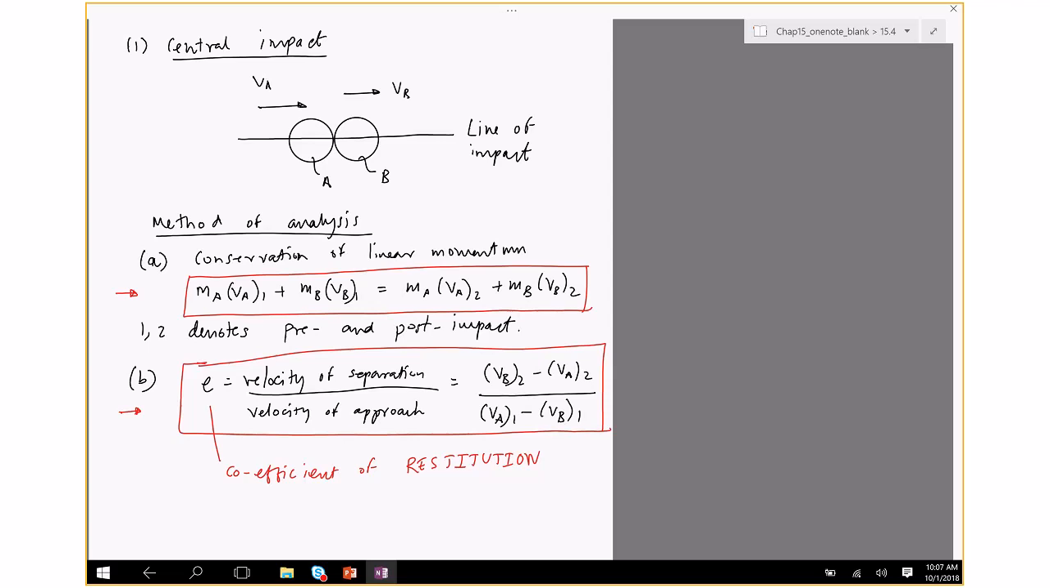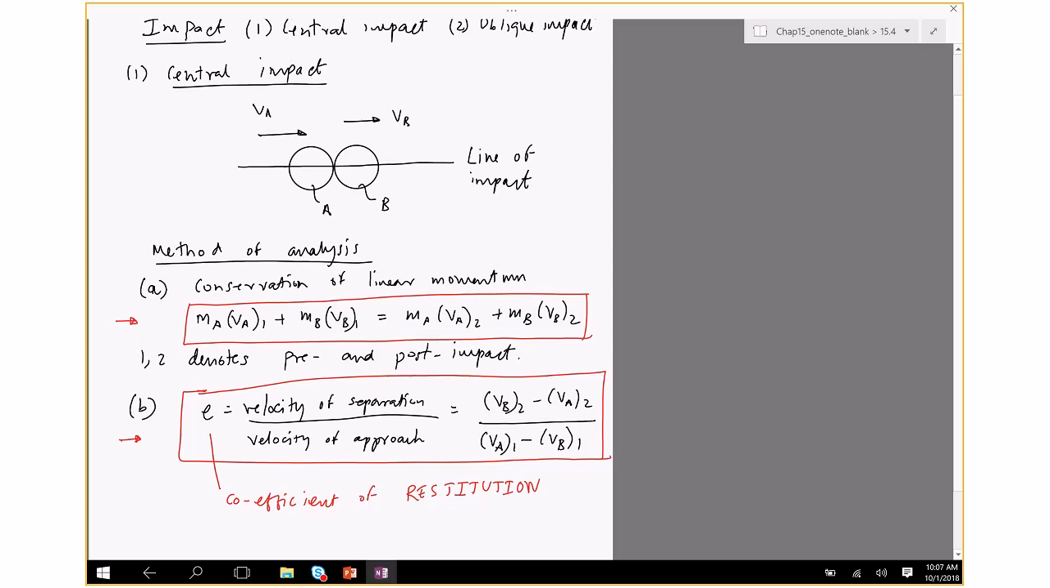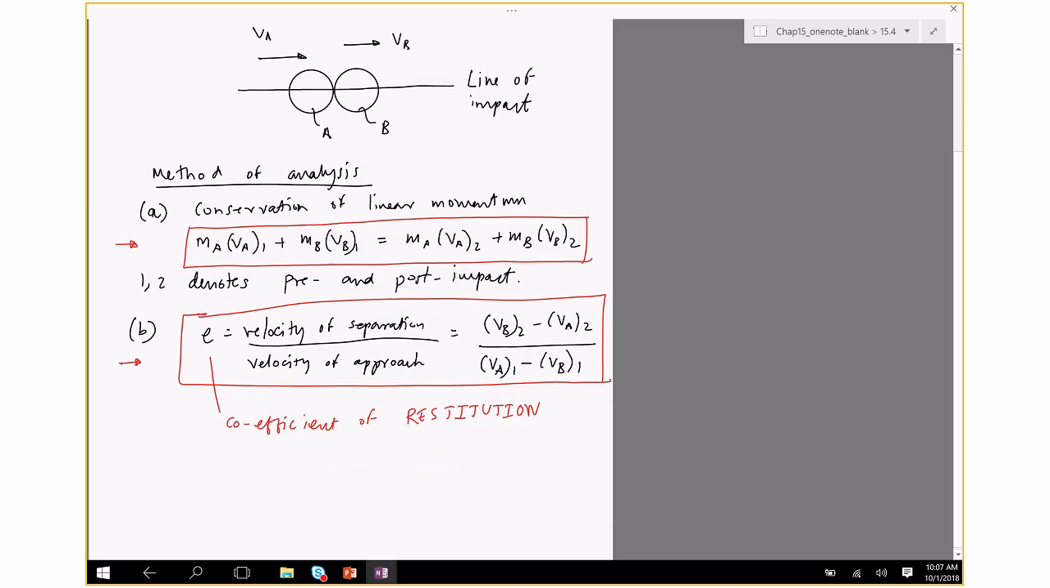Okay. So what about E? E is, as I said, an empirical quantity. Let me talk a bit about E. Is that VB2 minus VA? It's only A and B in this formula.